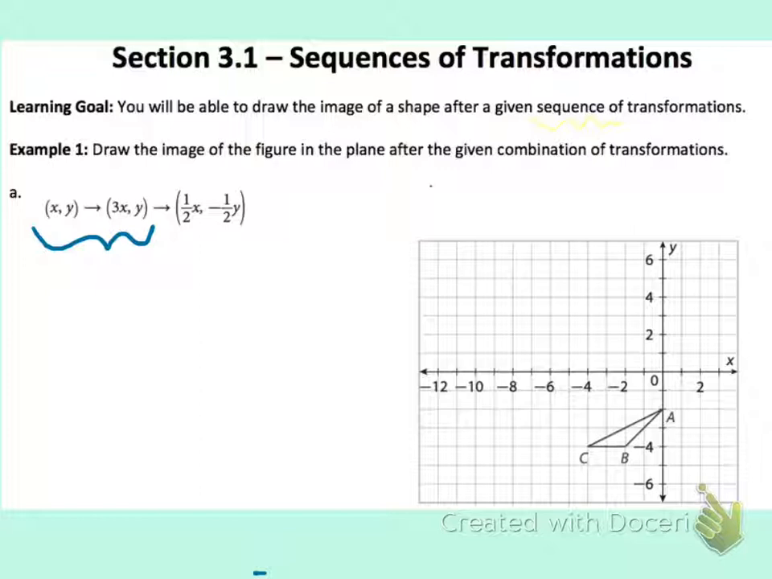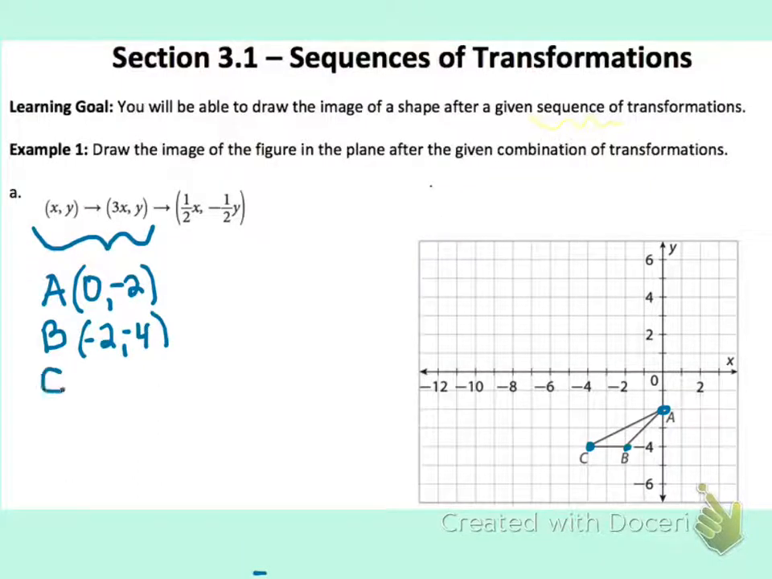So let's first take a look at what the coordinates of this figure are, and we'll map these out right here. We've got A at (0, -2). And then B is at (-2, -4). And then finally C is at (-4, -4).